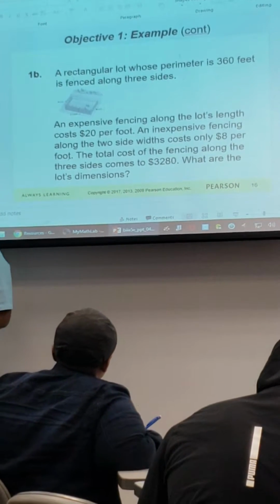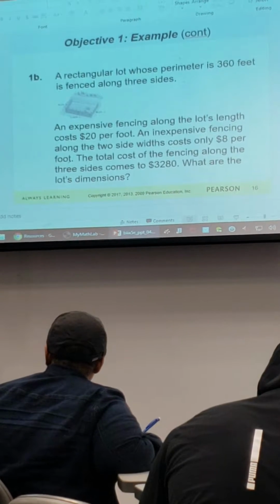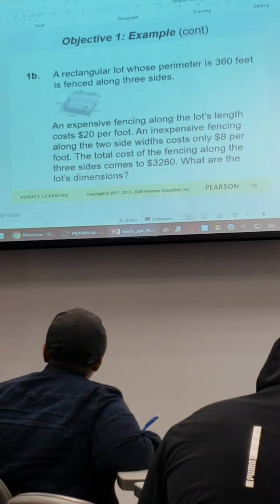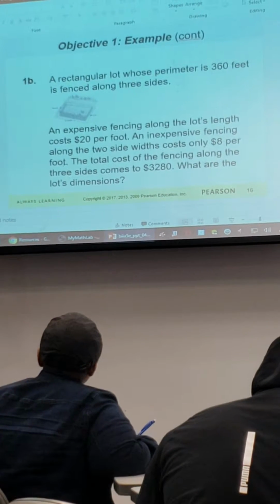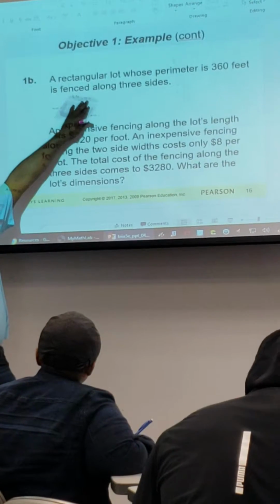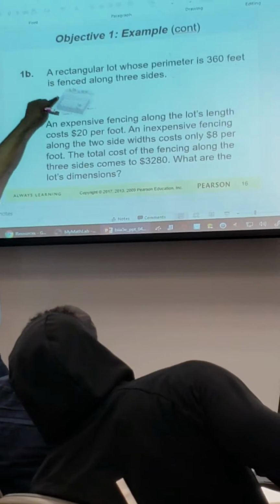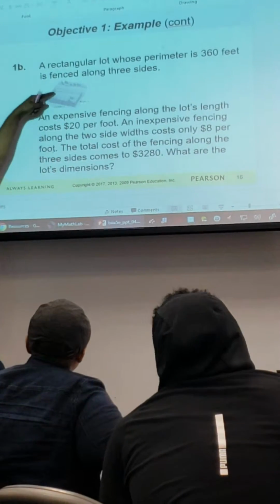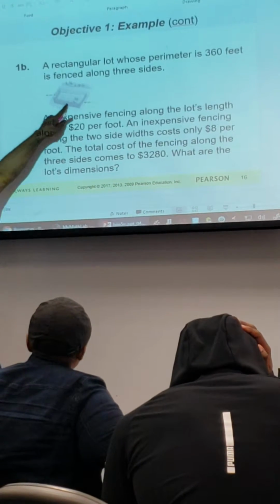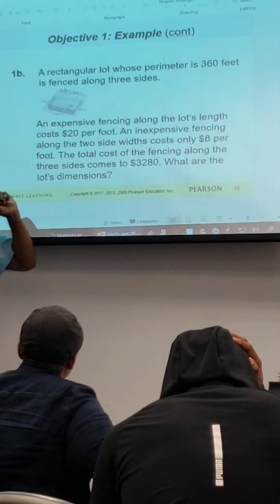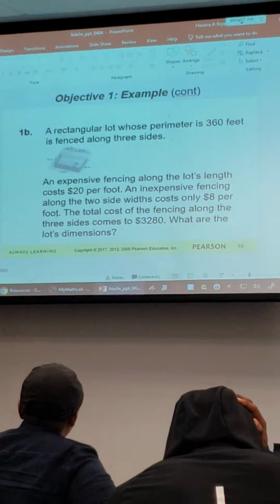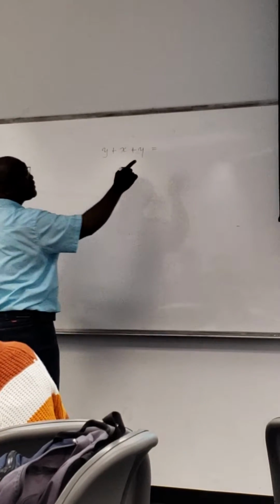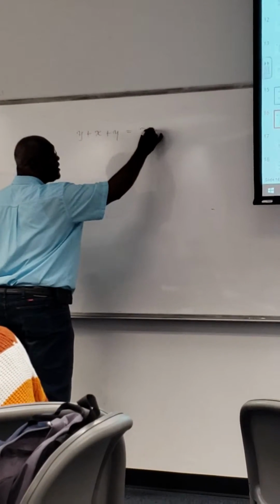That's what perimeter means. The perimeter of this here is this plus this plus this plus this. But in this case, we're not counting this back part, okay? Because they didn't give us any dimension. They didn't tell if this is x or y, so we're not counting this. So the perimeter is this plus this plus this. So follow me now. Y plus x plus y. You see that? All right, so y plus x plus y equal what? 360.